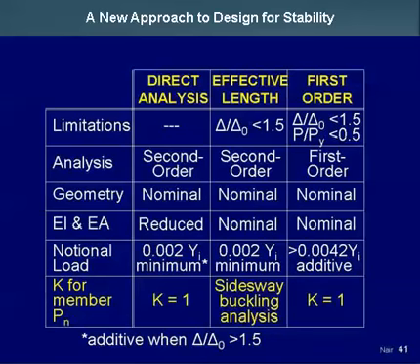And then K for member strength, you use K equals 1 in the direct analysis and first order analysis methods, while you need that magic sidesway buckling analysis for the effective length method. So this is a simple comparison of the three methods.